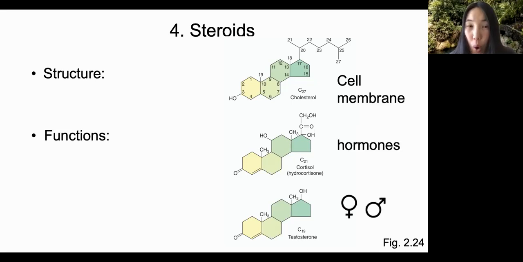They serve as many hormones, such as cortisol, which is a stress hormone, and they are reproductive hormones such as testosterone and estrogen and progesterone. And that concludes our major categories of lipids.